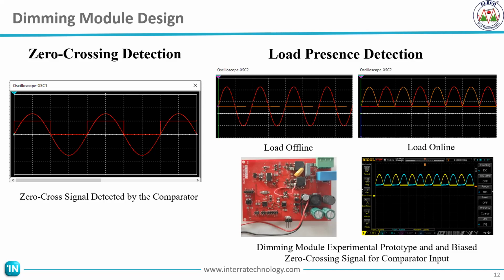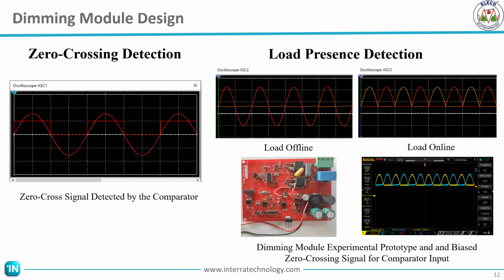The zero cross signal obtained in the simulation is shown in the figure on the left. This sine wave is our AC input voltage, and the square wave is our zero cross circuit output.